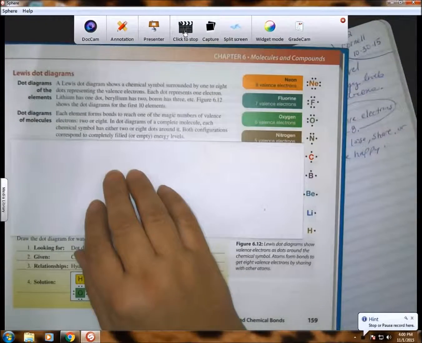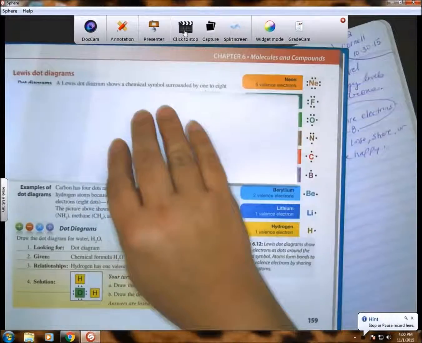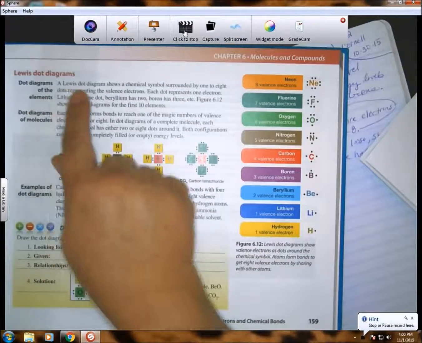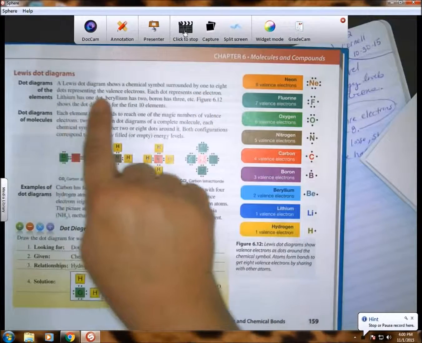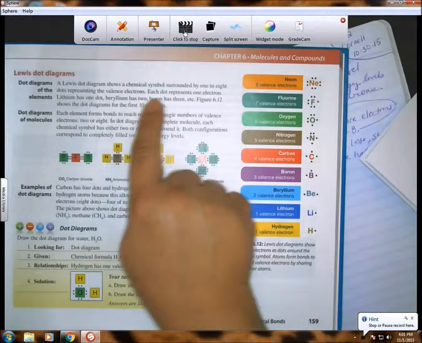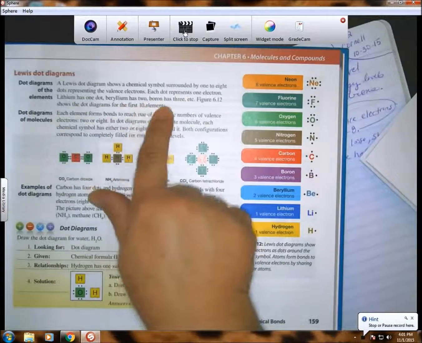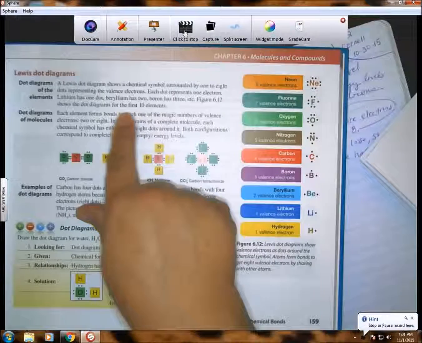So we're going to continue our page on 159, reading Lewis dot diagrams. Dot diagrams of the elements. A Lewis dot diagram shows a chemical symbol surrounded by 1 to 8 dots representing the valence electrons. Each dot represents 1 electron. Lithium has 1 dot, beryllium has 2, boron 3, etc. Figure 6.12 shows the dot diagram for the first 10 elements.